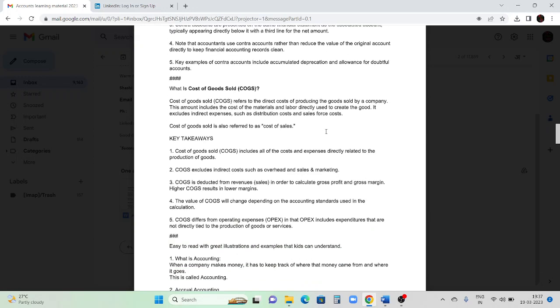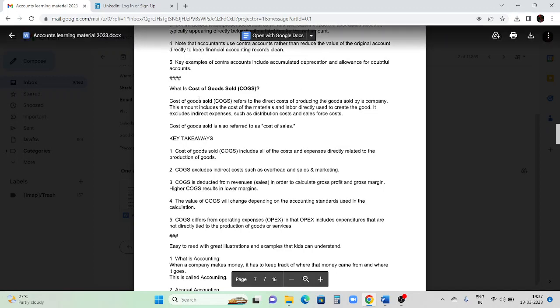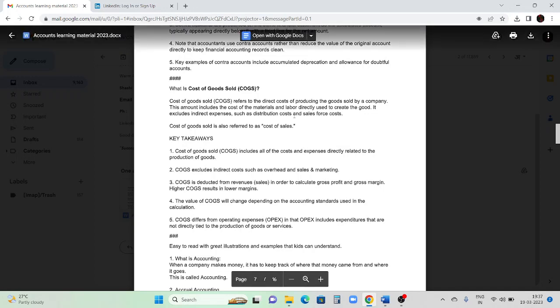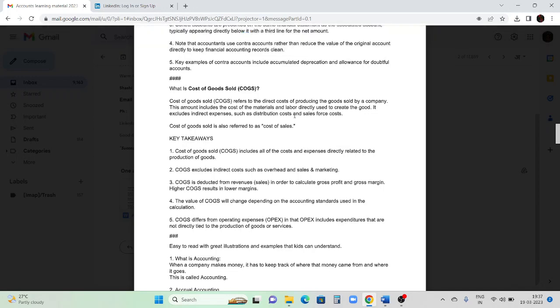What is COGS, or cost of goods sold? It means the direct cost of producing the goods sold by the company. This amount includes the cost of the material and labor directly used to create the good. It excludes indirect expenses such as distribution cost and sales force cost.